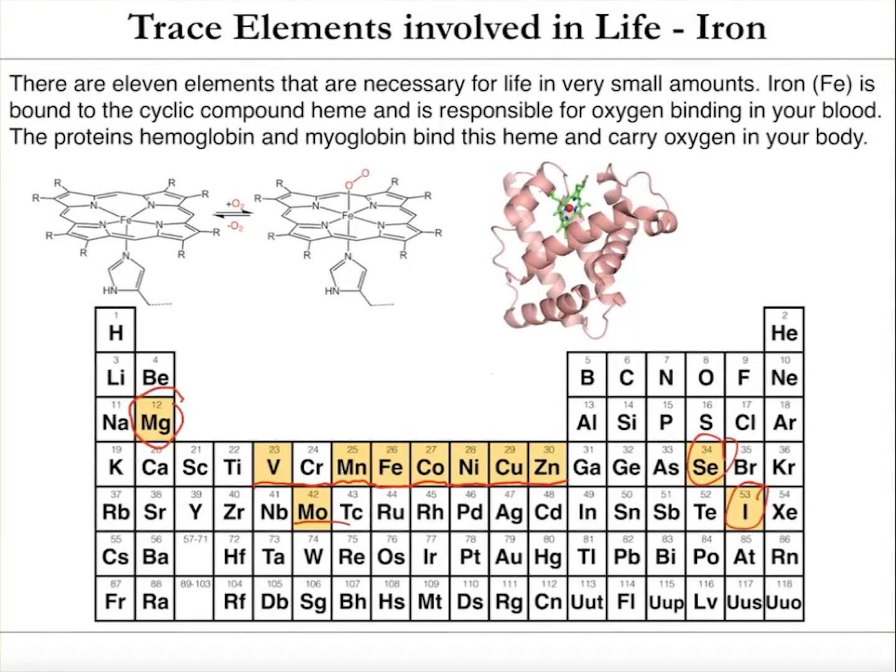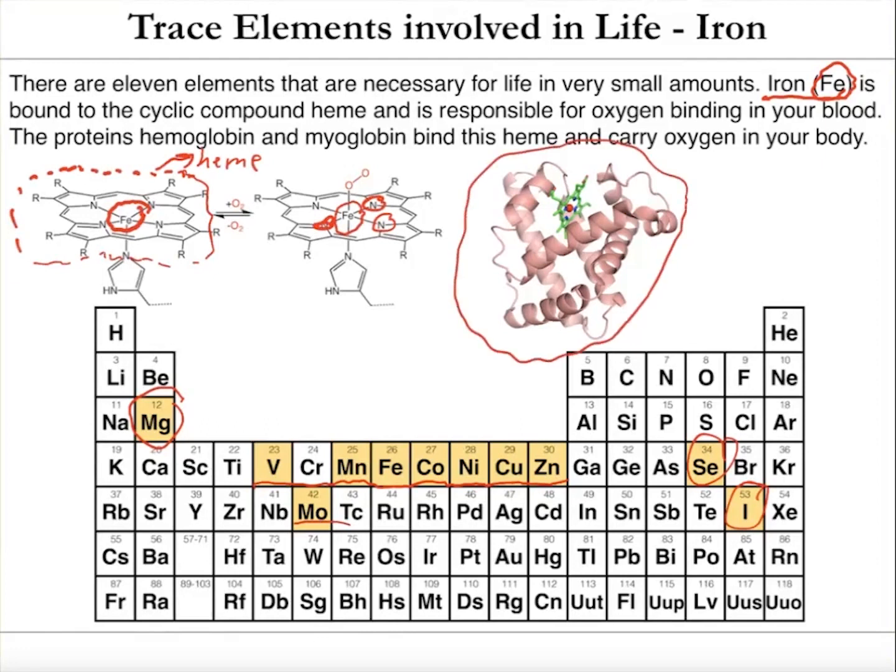A very good example of one of these is iron, whose chemical symbol is Fe. This element is really important for your body. It actually gives your blood its red color. Iron is bound in the middle of a molecule called a heme molecule, which is shown right here. It's a cyclic ring made of carbons and some nitrogens that coordinate this iron atom in the very middle of it. And this heme will be bound to a protein.